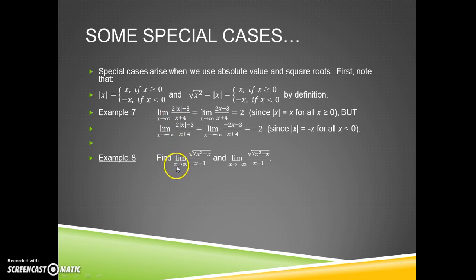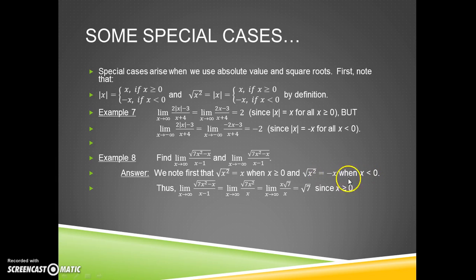The same problem arises when we do the limit as x goes to infinity of the square root of (7x^2 − x) over (x − 1), and the same function as x goes to negative infinity. First, as we said above, we note that the square root of x squared is equal to x when x is positive or 0, and square root of x squared is negative x when x is less than 0. Thus, the limit as x goes to infinity of square root of (7x^2 − x) over (x − 1) will go to positive x times square root of 7 over x, since x is bigger than or equal to 0. And so that overall limit as x goes to infinity will be positive root 7.